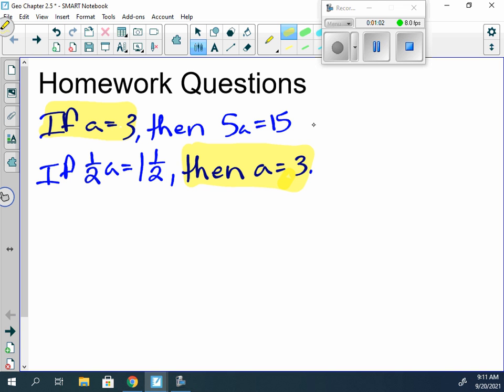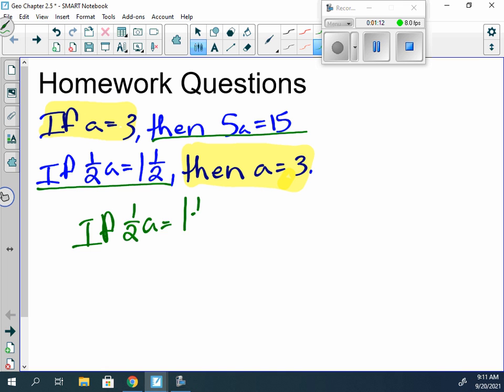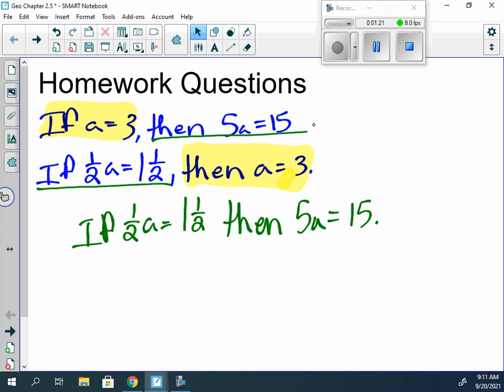So we can use this property, and all we have to do is grab the new if and then. So if 1/2 A equals 1/2, then... and that's all we'd have to do for this here.